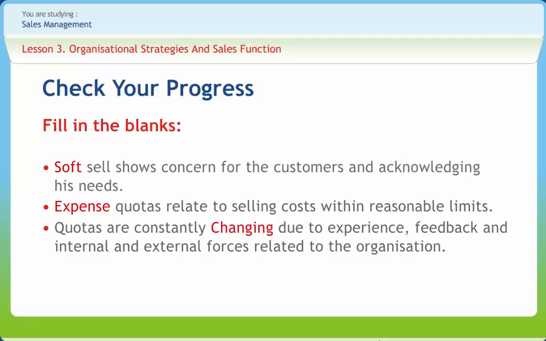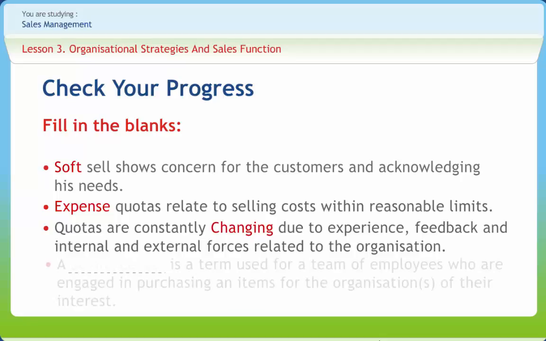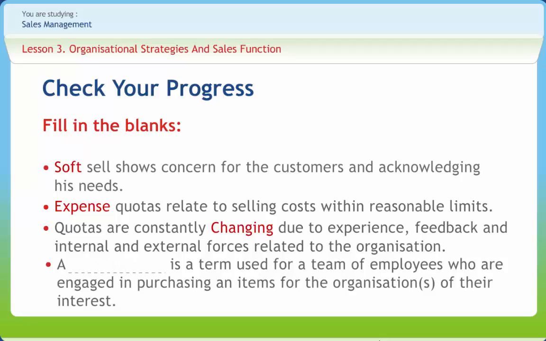Changing. We know that quotas are ever-changing. Which is the term that we use for a team of employees who are engaged in purchasing an item for the organization of their interest? Buying center.